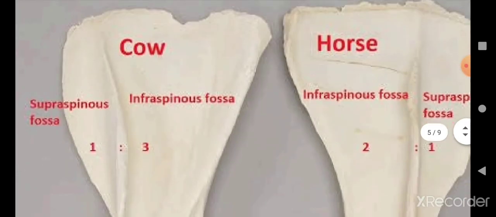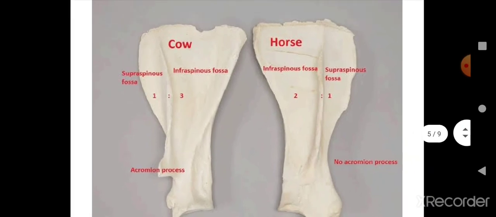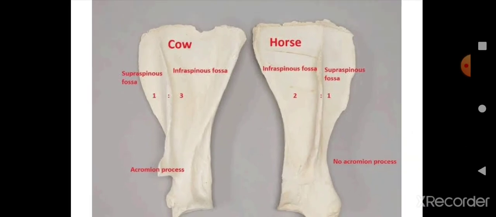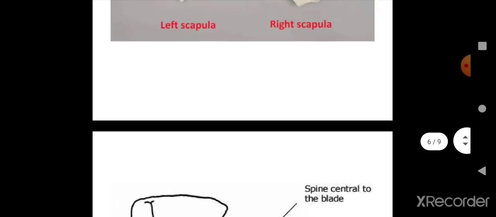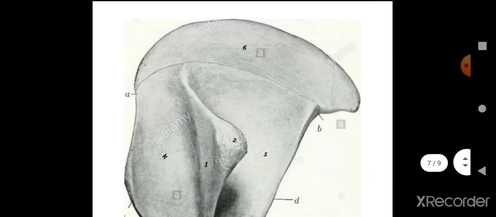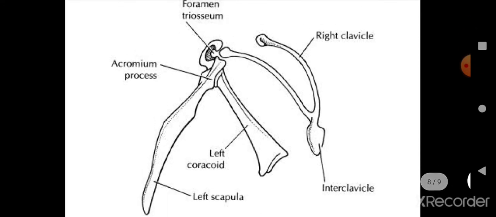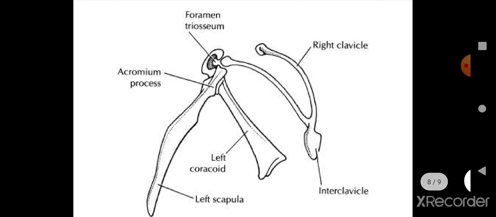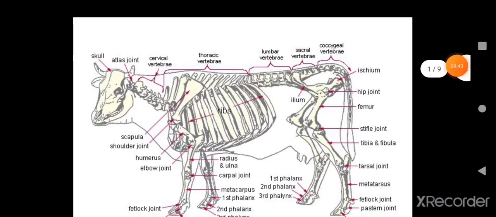From the next video, we will learn the differentiation between the scapula of different species such as sheep, pig, and horse, and also the special characters in the poultry. Thank you.